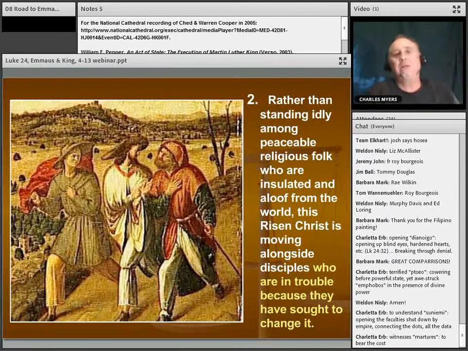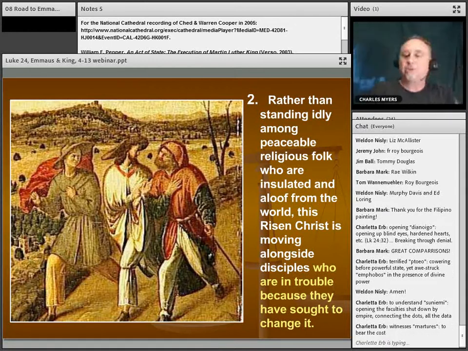Secondly, and I think this is equally crucial, rather than standing idly among peaceable religious folk who are insulated and aloof from the world, that is, rather than having a mystical private experience of the risen Christ, in Luke's story, the risen Christ is moving alongside people who are in trouble because they have sought to change the world. And Jesus is in solidarity with these sorts of disciples particularly. I don't think we can make too much of this aspect of the Emmaus Road story, because after all, we activist types in churches, we're the ones who most often feel marginalized. And it is something about the risen Christ that first he would appear to women and next to disillusioned activists. I love that about the story.